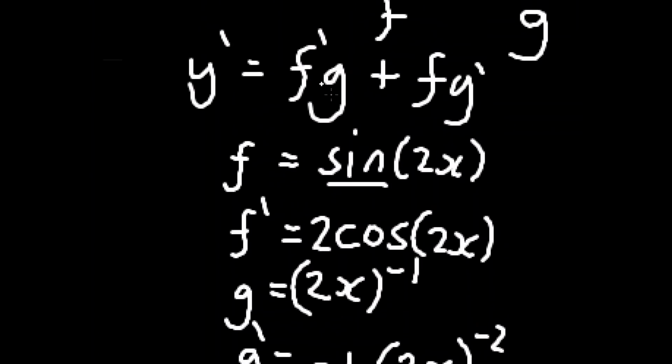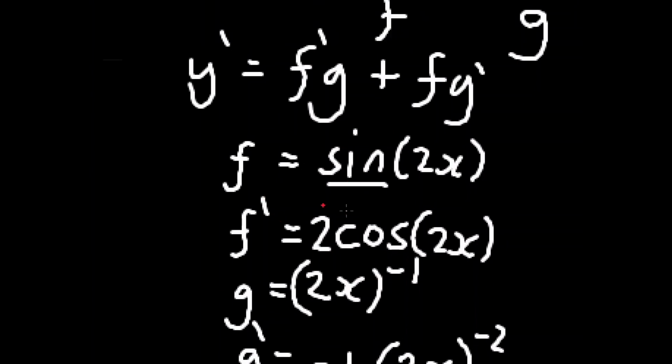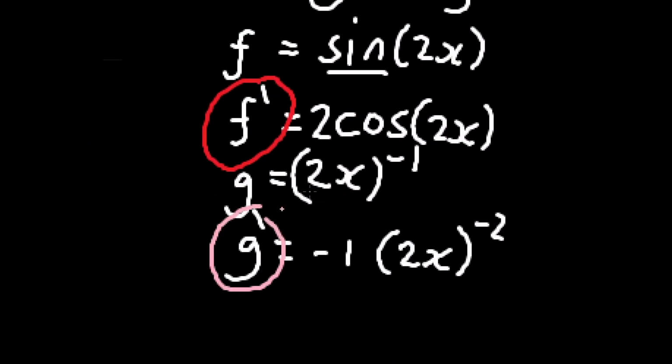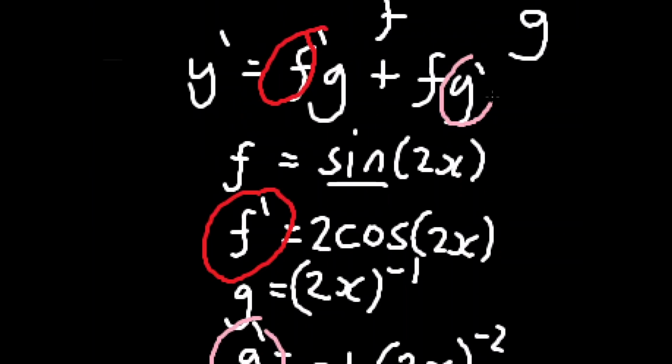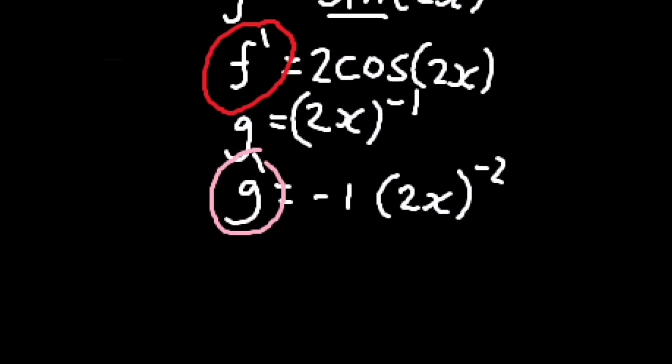So now we can just put it in each section here. Just using colors so it makes sense. We put that one over here, and we also put this g prime over here. Okay, so let's just substitute everything, and it will become very easy.